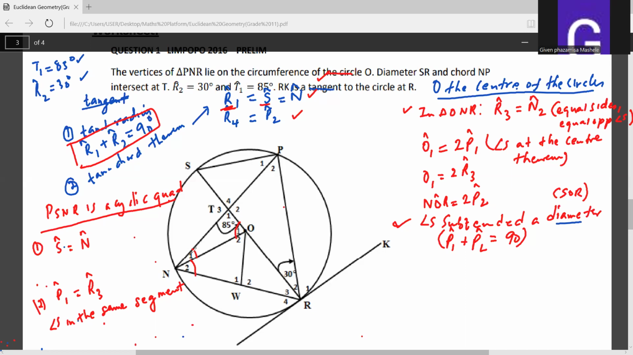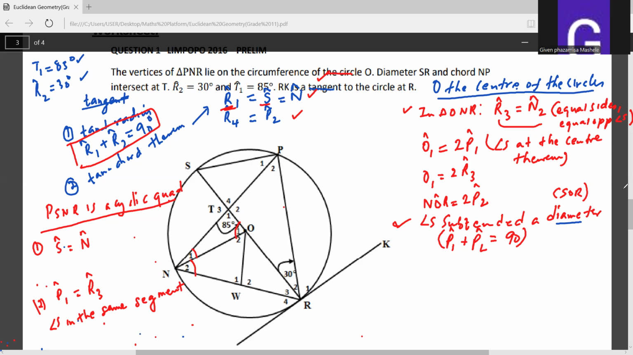They're still applicable. But N2 we know, because if R3 is 35, it means N2 is 35, because equal sides, equal opposite angles. So it's another way. But the best way is to just get O1. Now let's go to what we summarized and identify where we have O1.